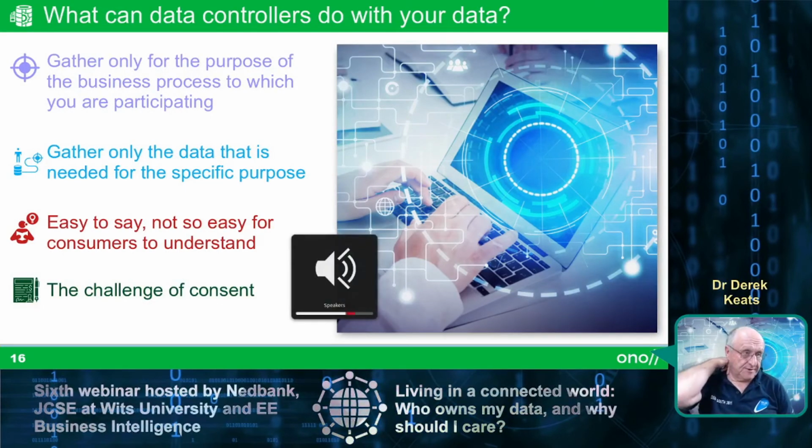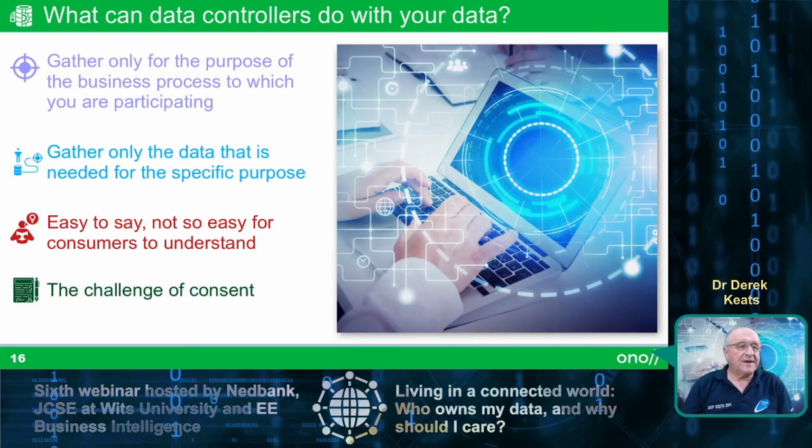So what can data controllers do with your data? Well, they're actually only allowed to do a few things. They can gather your data only for the purpose of the business process in which you are participating. So if you go to a bank to open a savings account, the data that the bank needs for you to open that savings account can be used for that purpose and for the purpose of maintaining and sustaining you as a customer of the bank with that account. But those data can't be taken and sold to another company who's going to market to you on the basis of your spending habits, which the bank obviously knows about. That can't be done. That would definitely break all of the rules. So they can only gather the data that's needed for the specific purpose.